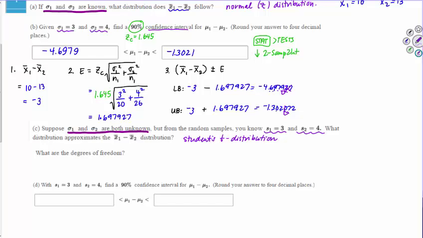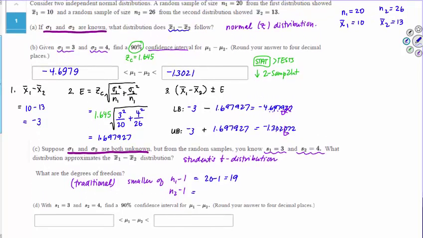The degrees of freedom by the traditional method, and that traditional is what we do when we calculate it by hand, is to find the smaller of n1 minus 1 and n2 minus 1. So the smaller degrees of freedom from the 2 samples. n1 minus 1 was 20 minus 1, which is 19, and n2 minus 1 is 26 minus 1, which is 25. So we picked the smaller, which means our degrees of freedom is 19.